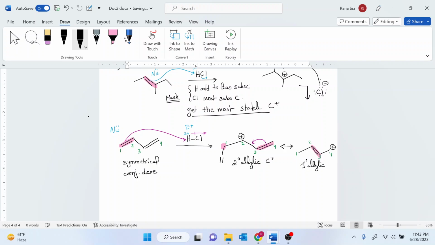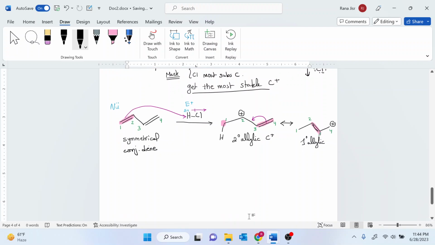Both are going to form. Both are going to be stable. But of course, the secondary allylic is slightly more stable than the primary allylic, but both are going to form and lead to a product. The type of product that we are seeking is solely depending on the temperature of the reaction. So let's go ahead and write all the products and then look at the temperature of the reaction.